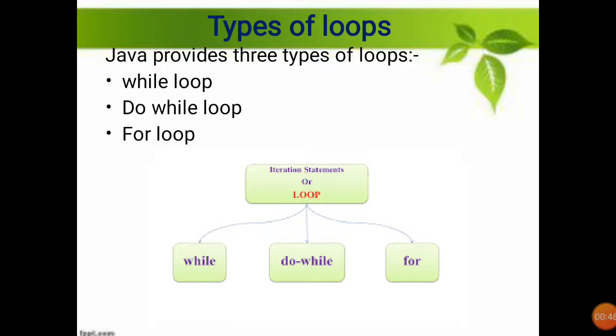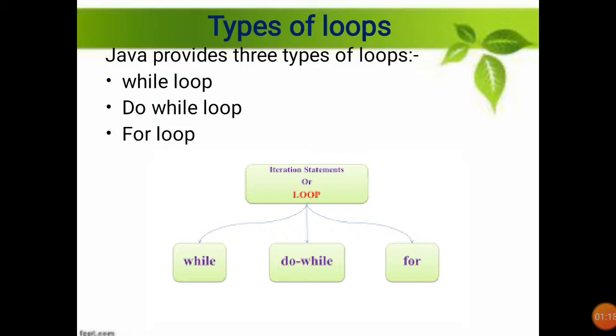Java provides us three types of loops. The first one is the while loop, the second one is the do while loop, and the third one is the for loop. In this, while and for are called entry control loops, and do while is called an exit control loop. The loops in which the condition is checked in the beginning are called entry control loops, and the loop in which the condition is tested at last is called an exit control loop.